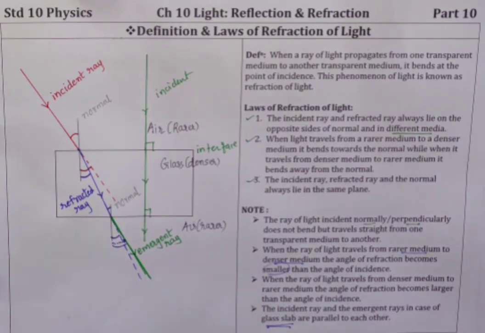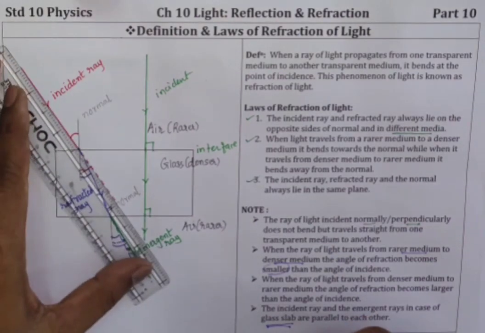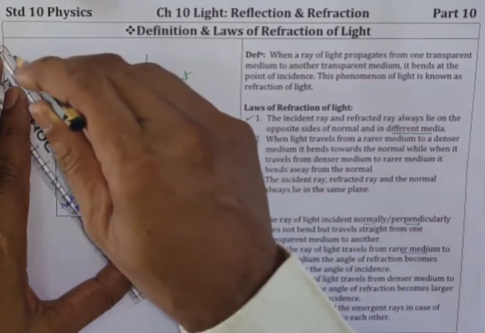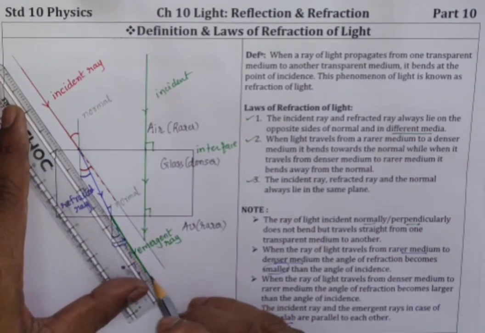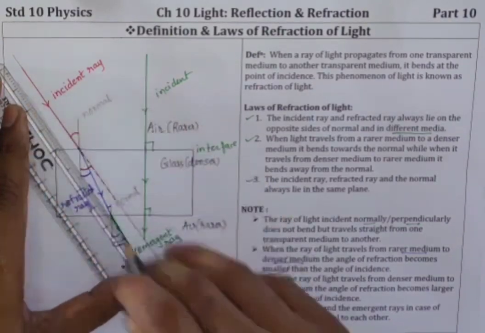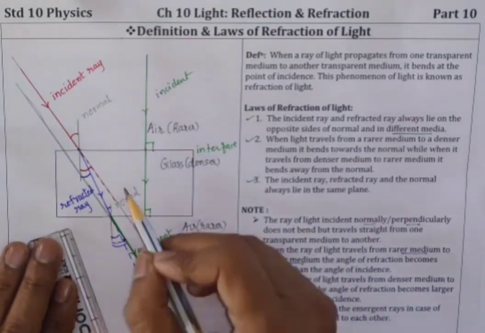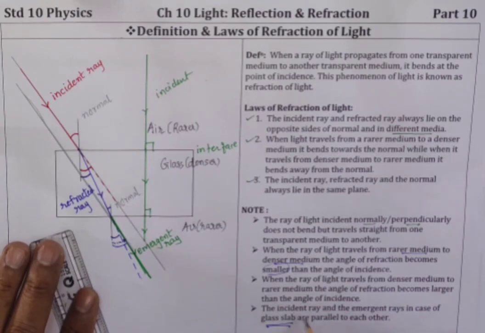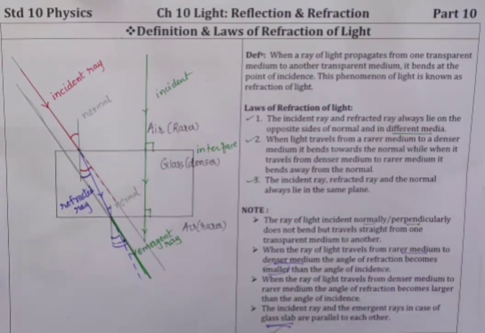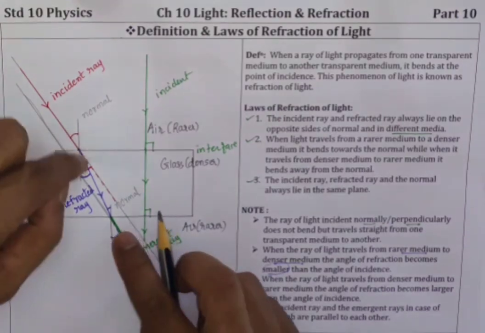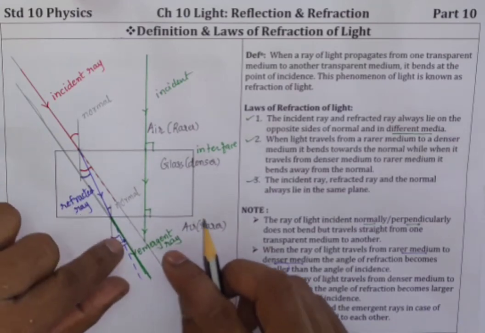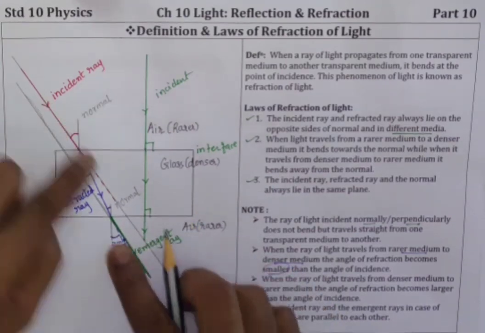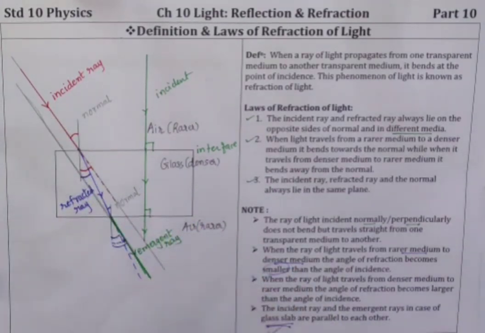And the last one, the incident ray and the emergent ray in case of a glass slab are parallel to each other. Look, this. I am drawing a pencil line. Alright, this is the incident ray and this is the emergent ray. They are parallel to each other. So the incident ray and the emergent ray in case of a glass slab are parallel to each other. Children, now how much bending takes place? We exactly don't know. But while drawing the figure, you must take care that this ray and this ray are parallel to each other. Alright?